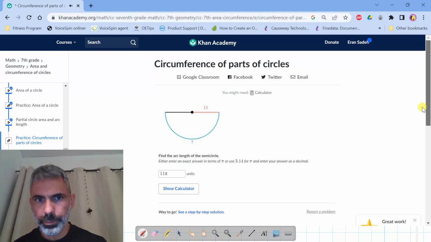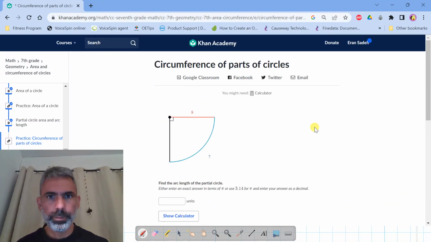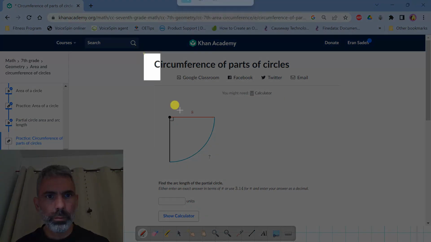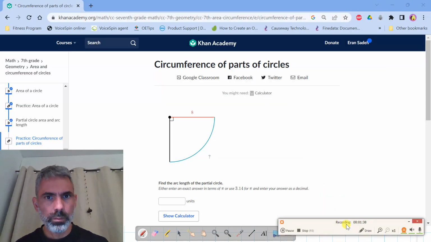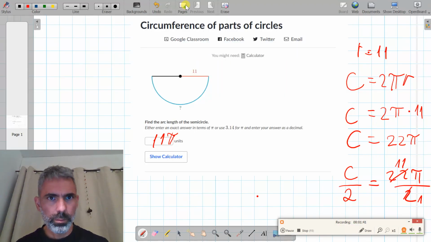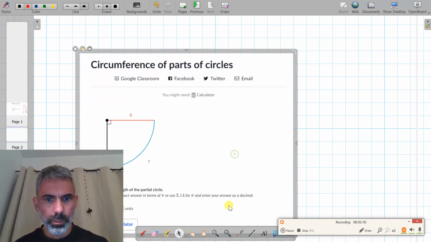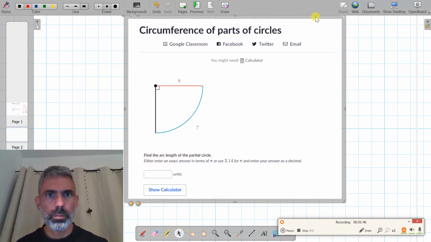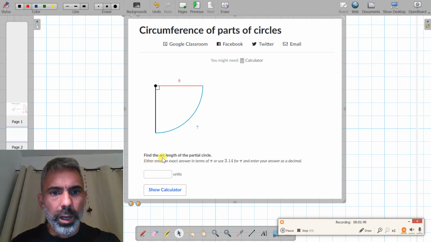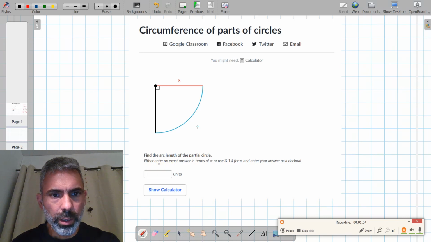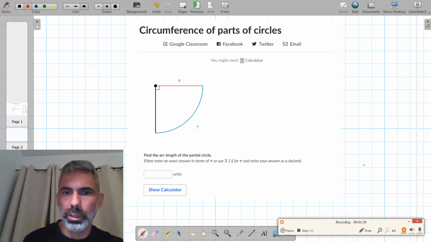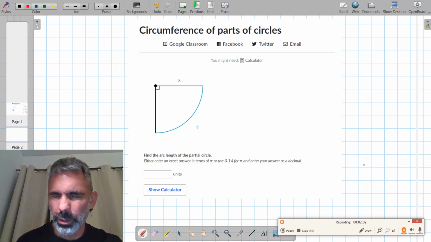Good. Next question. Find the arc length of the partial circle. Again, either enter an exact answer in terms of pi or use 3.14 for pi and enter your answer as a decimal.